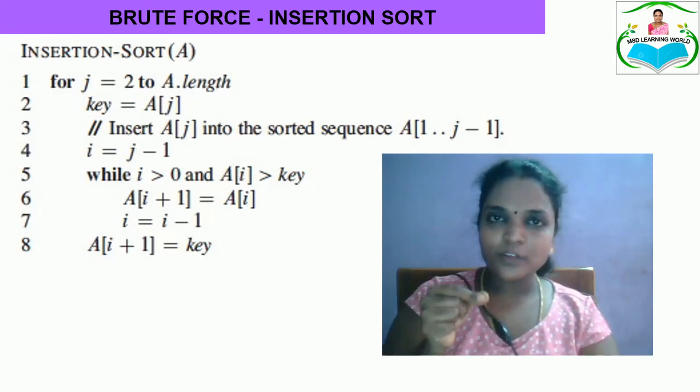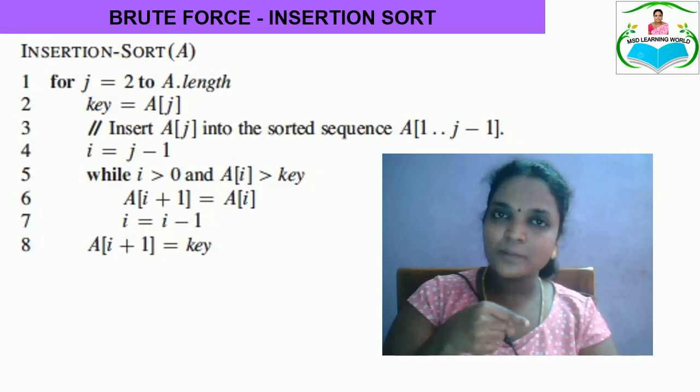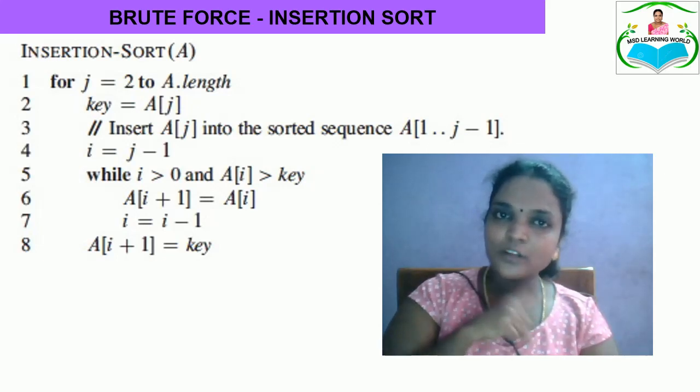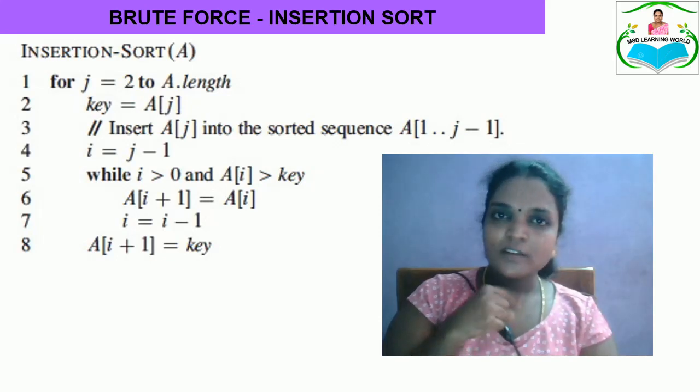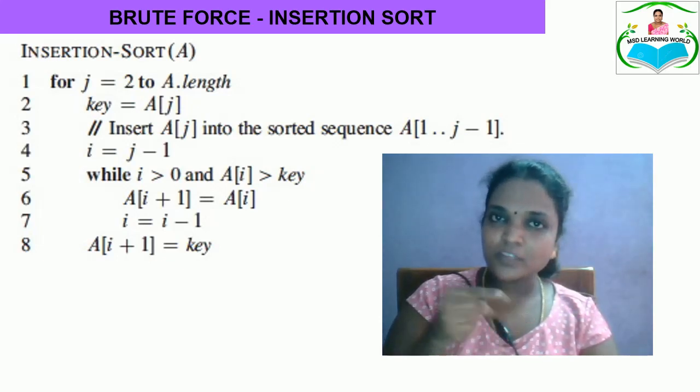Now what I am going to check is whether this key, the second element, is higher or lower than the elements already present in the sorted order. The elements that are already in sorted order are 1 to j minus 1. So here I am going to assume the index i as j minus 1. So j minus 1 is 1. So initially i will be equal to 1, the first element.